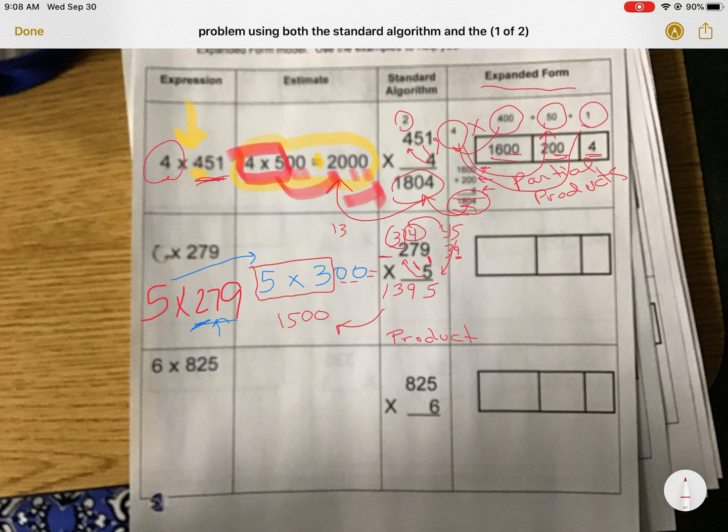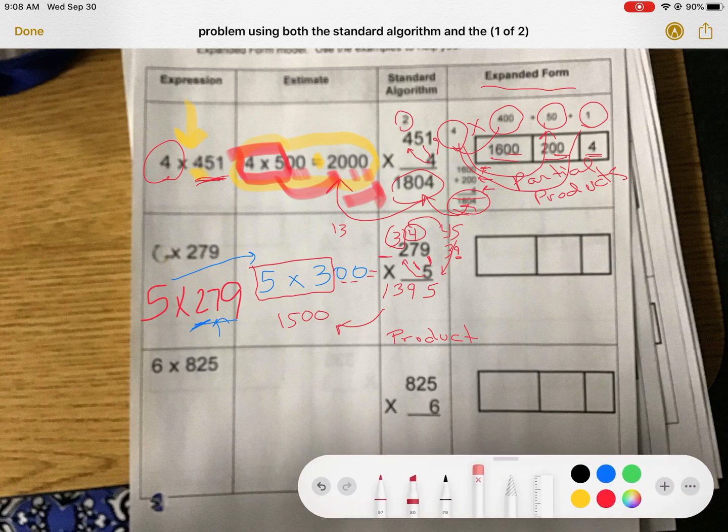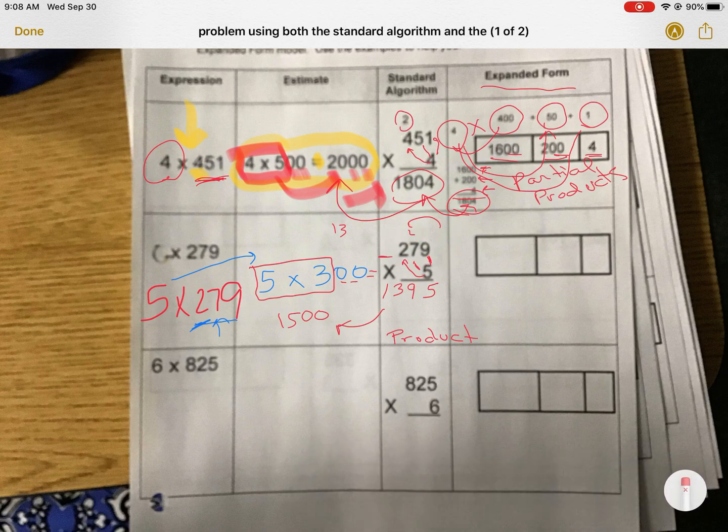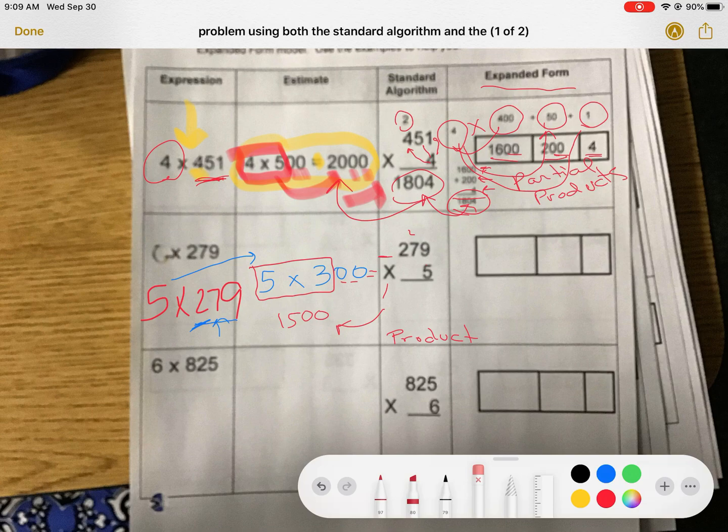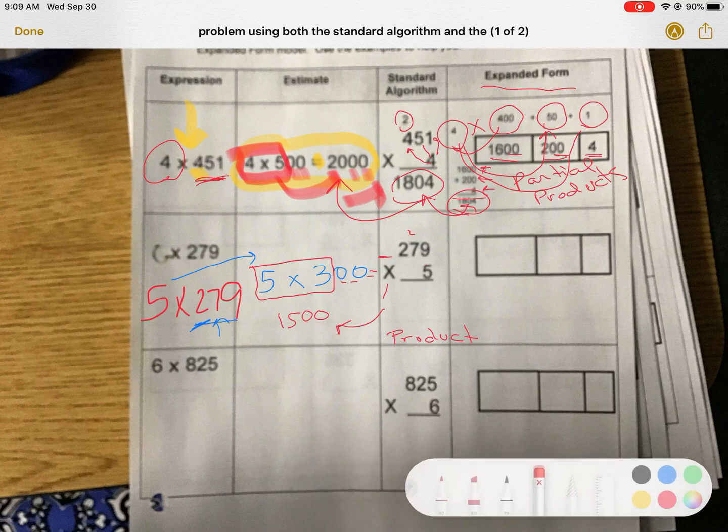So now I'm going to clean this up a little bit so it's not so distracting. Oops, I did not want to do that. Oh well, you have it on your paper, right? So we're good to go. Was it 1395?